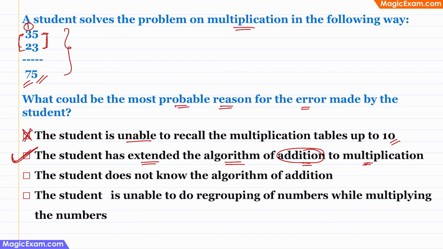Next, the student does not know the algorithm of addition. This is incorrect because he has added 3 2s are 6 plus 1 7. So which means that he knows the algorithm of addition. So this is incorrect. Next, the student is unable to do regrouping of numbers while multiplying numbers. This is also incorrect. So all that the student has done here is he has tried to use the algorithm or the process of addition to try and do a multiplication problem. So that is the most probable reason for the error.